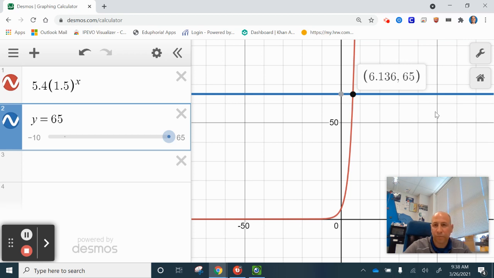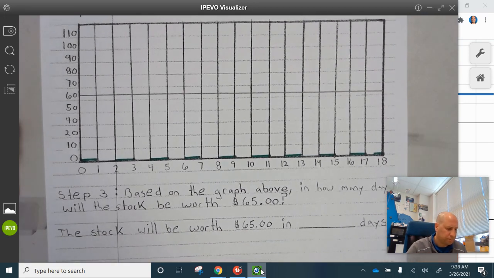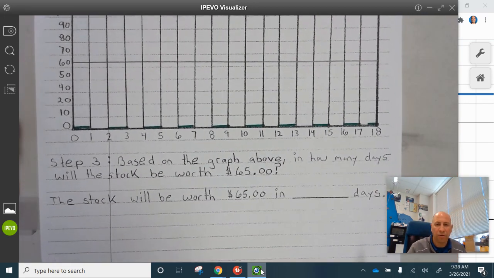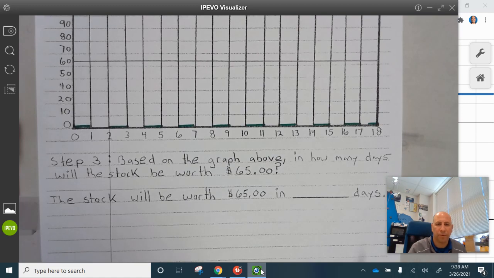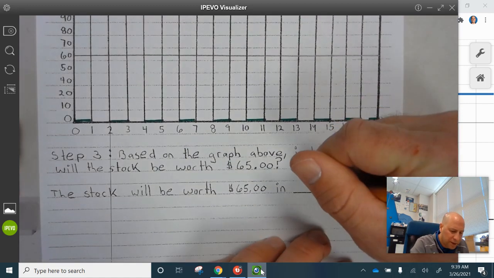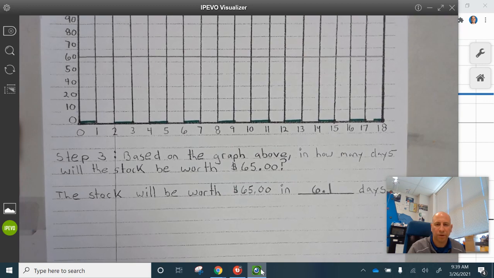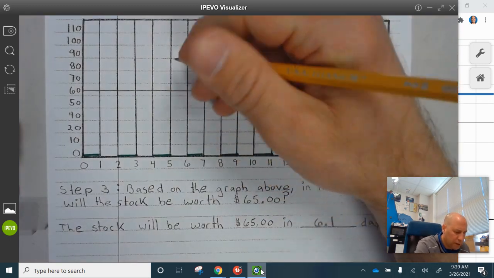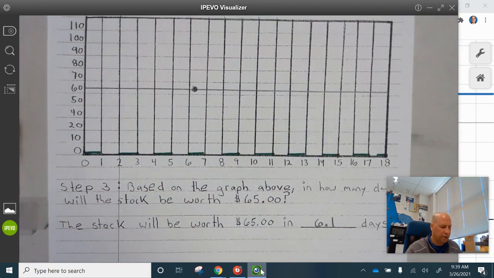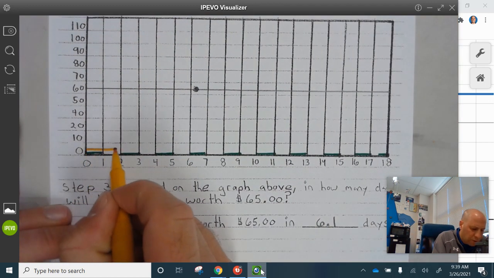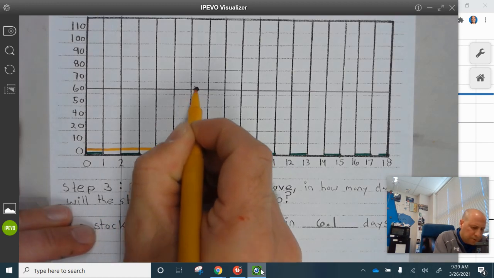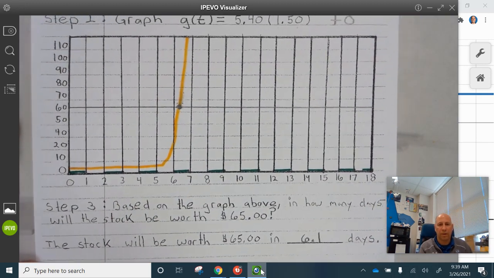And so there's the value we want. So that's 6.1 days that it'll take to get $65, okay? So based on the graph above, in how many days will the stock be worth $65? The stock will be worth $65 in 6.1 days, okay? So if you wanted to sketch a graph, you know that about right here is where they intersect. So you know the curve would fall along here till there where it intersects, okay?